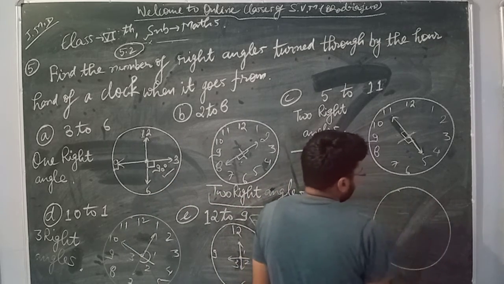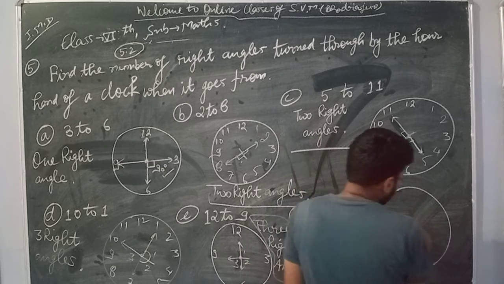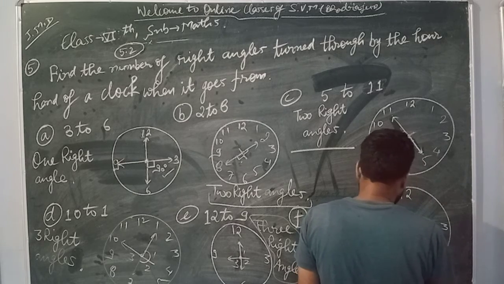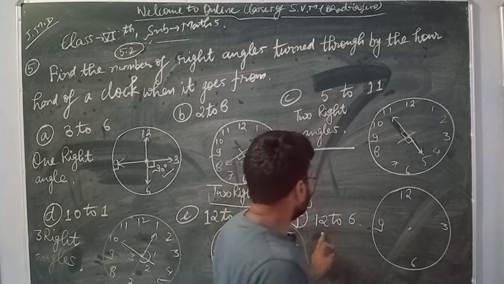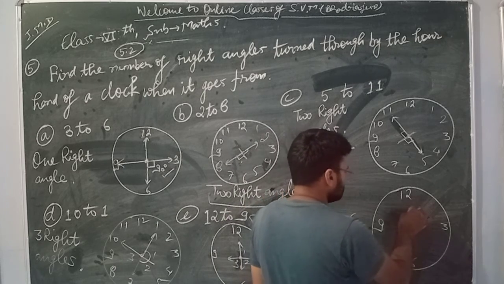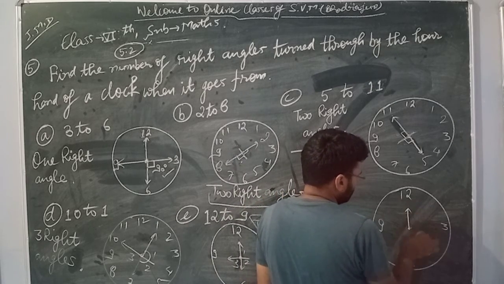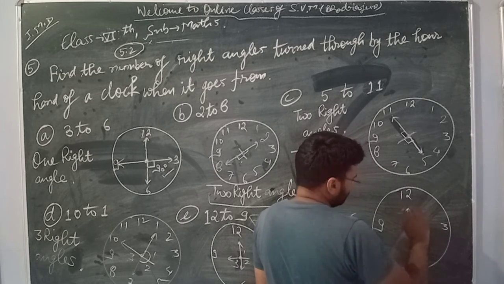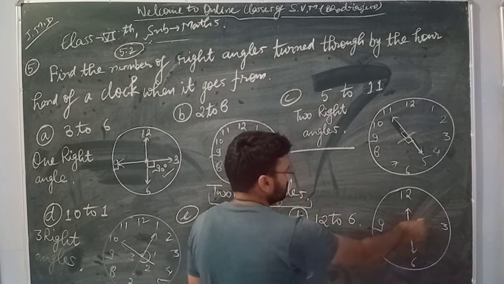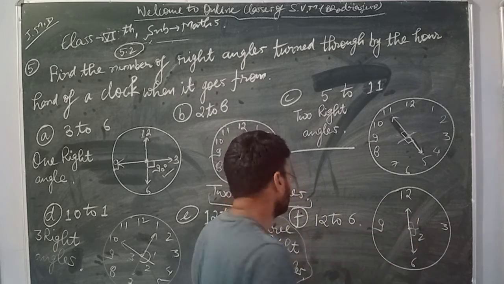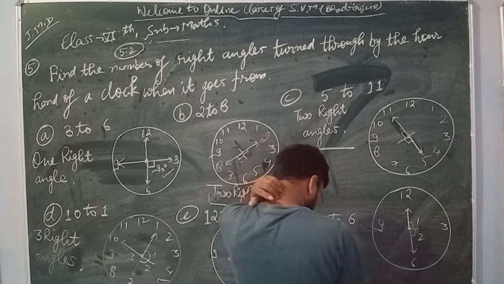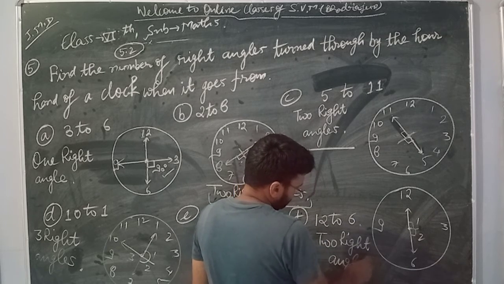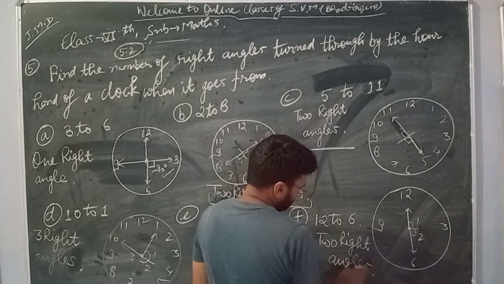12 to 6. This is our clock. This is the center. This is 12. This is 3, 6, and here is our 9. So what is there? From 12 to 6. This is 12, and this is 6. We have to move 2 right angles while going from 12 to 6. Here it is visible also. This is 1. This is 2. So our answer is 2 right angles.